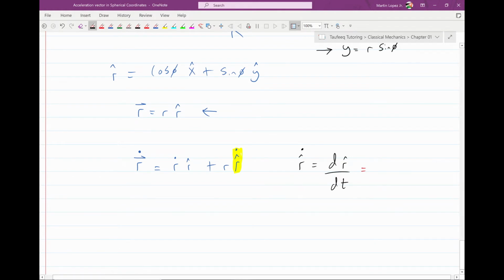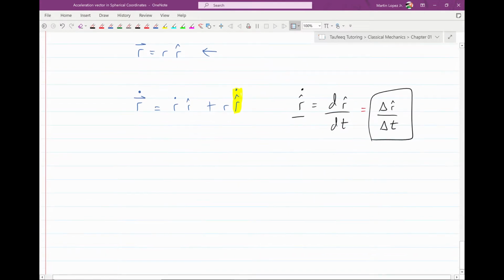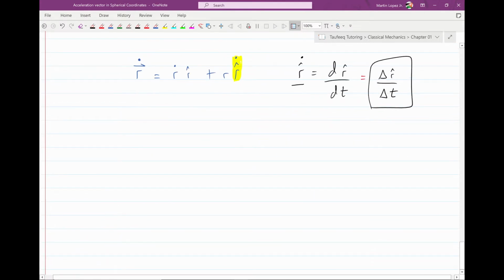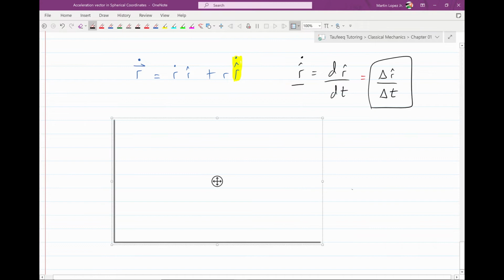So what is dr hat dt? Well, if we think about it in discrete terms, this is just delta, the change in the unit vector over the change in time. If we get this discrete version and we just take the limit as delta t goes to 0, then we can get back what we originally wanted, which is r hat dot. Now, let's look at how we can do this geometrically. And this is what Taylor does. I haven't been using this, so let me make my life a little bit easier.